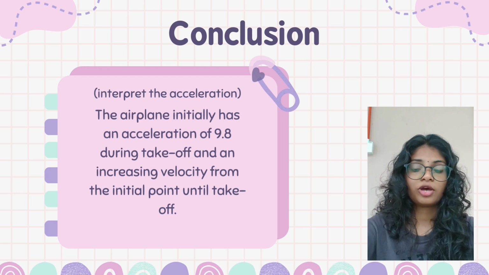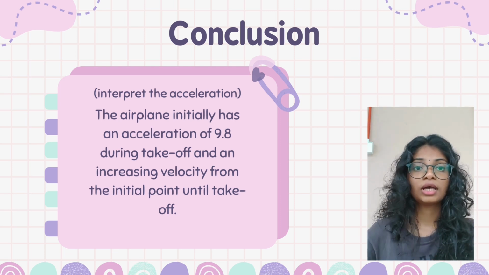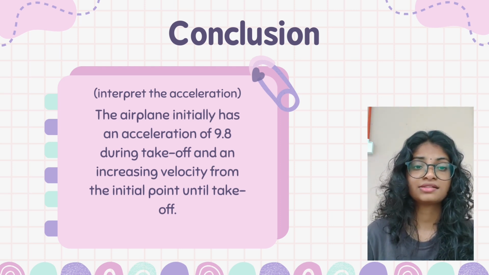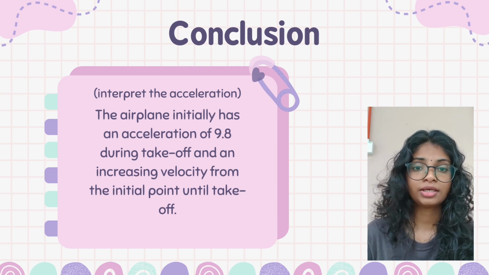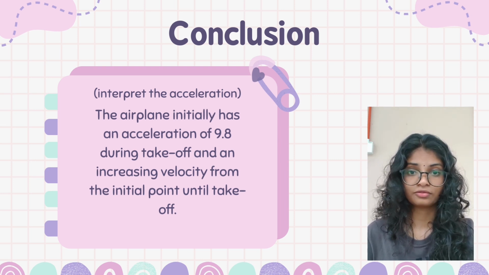For the last part, we have to interpret the acceleration in the context of the airplane's takeoff. Therefore, the airplane initially has an acceleration of 9.8 meters per second squared during takeoff and an increasing velocity from its initial point until takeoff.